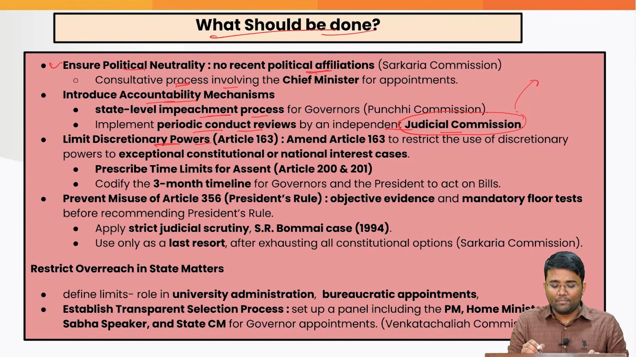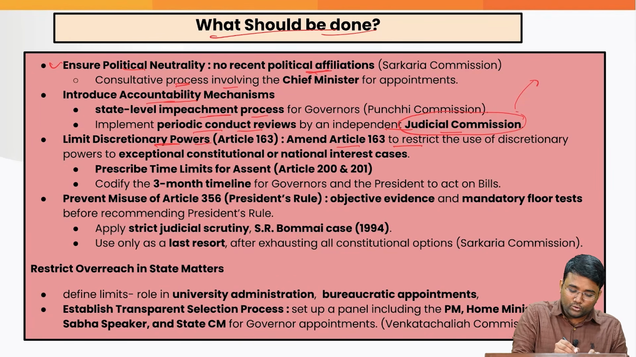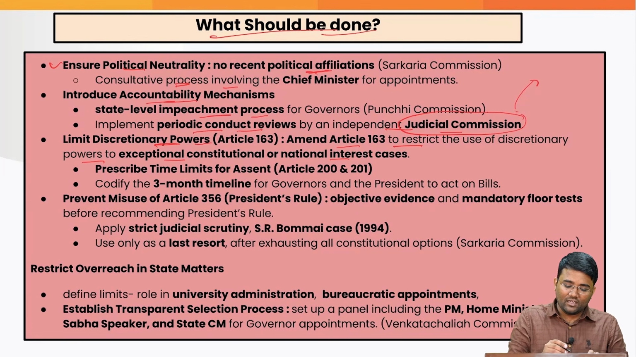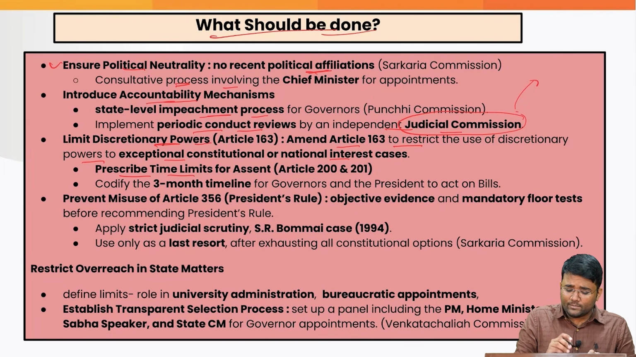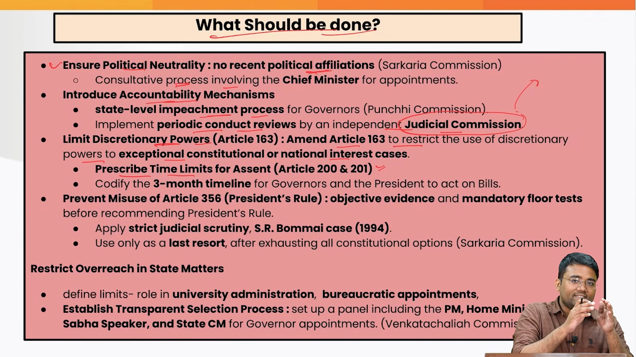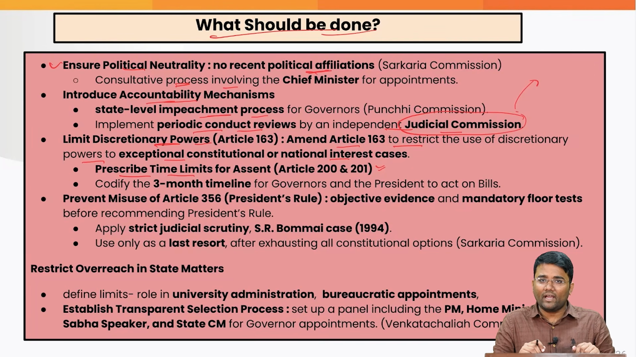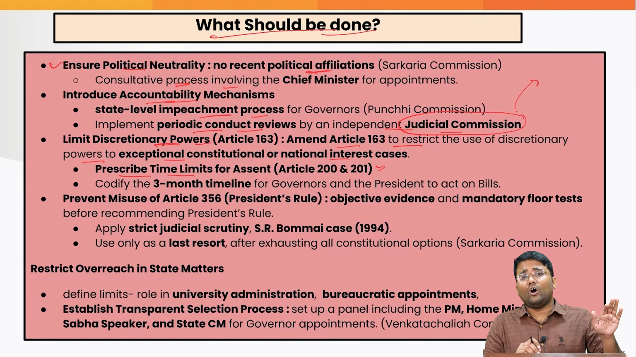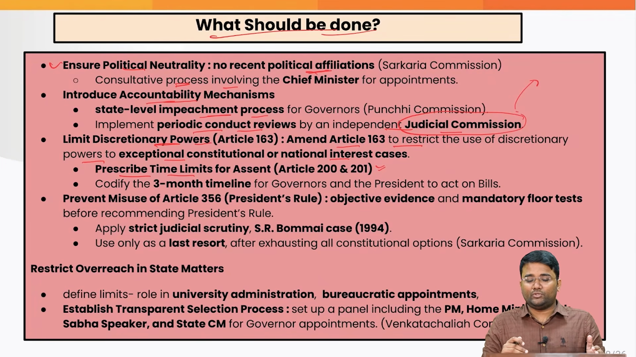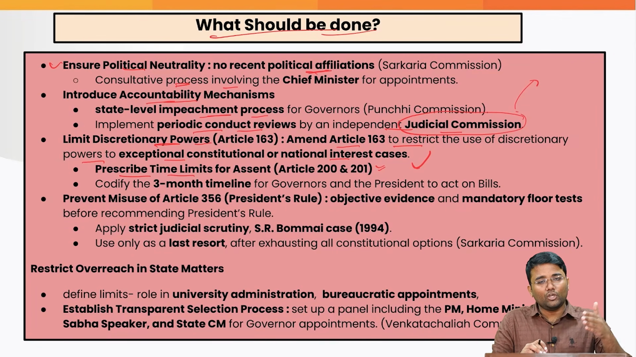Also, limiting the discretionary power under Article 160. We can amend Article 160 to restrict the use of discretionary power and limit it to exceptional constitutional cases, or cases where national interest takes the upper hand. Also, prescribed timelines for the assents under Articles 200 and 201. Why was there a need for the Supreme Court to fix this timeline? Because the constitution doesn't talk about that. If the parliament amends the constitution and introduces a clear timeline, there will not be any need for such a timeline by the Supreme Court.